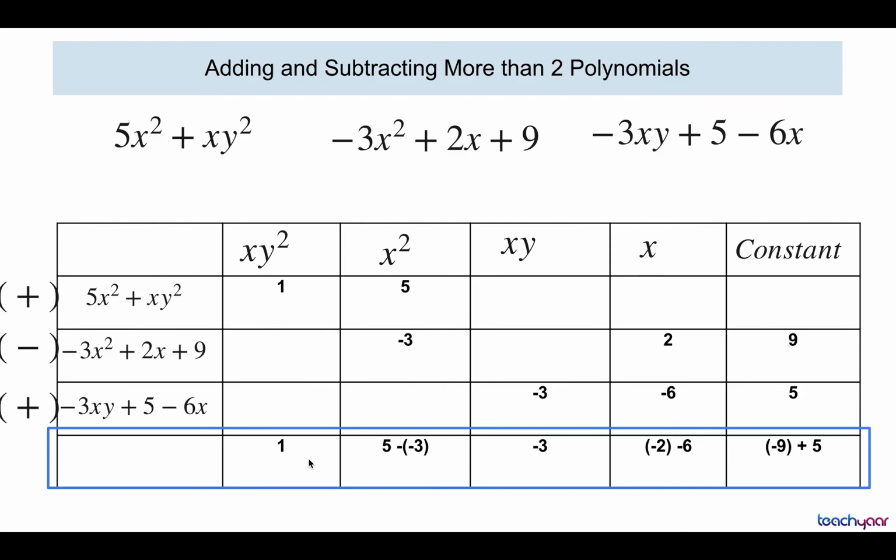And that's it, right? Now just evaluate these. So you've gone to minus 4, minus 8, minus 3, 8 and 1, and what you've ended up with is the expression xy square plus 8x square minus 3xy minus 8x minus 4. So now you've seen how you can add or subtract more than 2 polynomials.